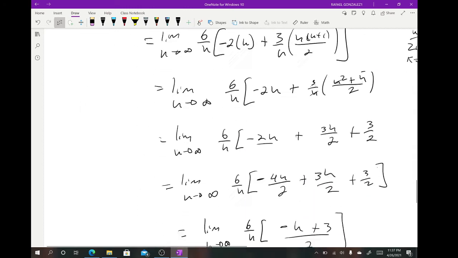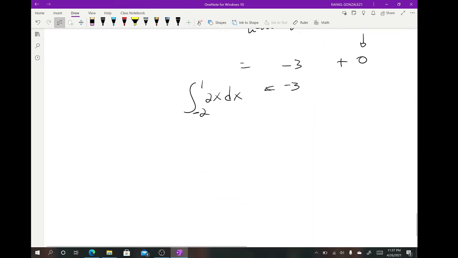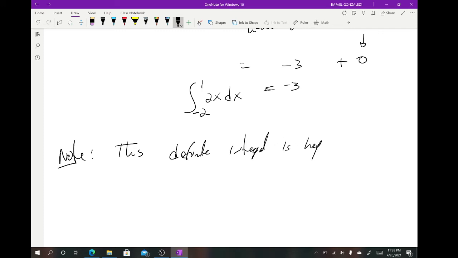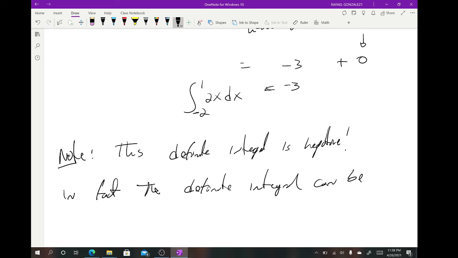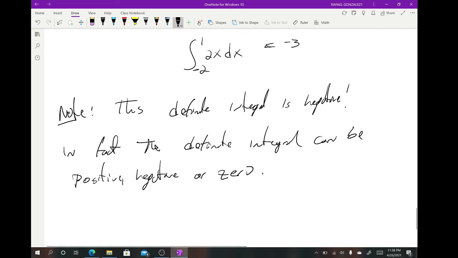Now notice that this definite integral is negative. So note, this definite integral is negative. In fact, the definite integral can be positive, negative, or 0. So this is something that is good to know.